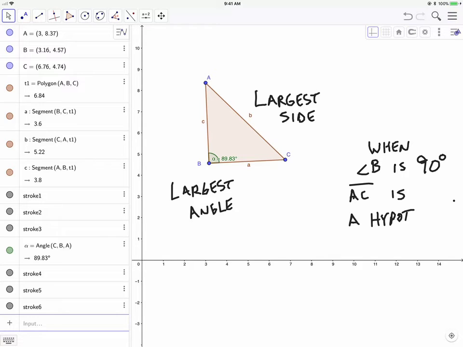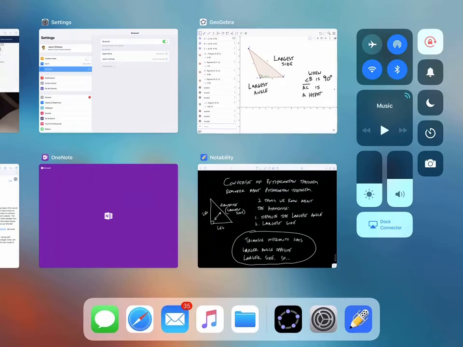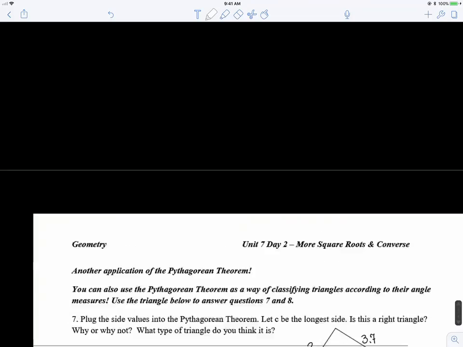Let's look at the other situation. If I make my hypotenuse even longer, what happens to the angle opposite? It was a right angle, now it's bigger than 90. So when the largest side is bigger than my hypotenuse, the angle across from it is going to be bigger than 90. That would make it an obtuse triangle. So that's how we do this. Let's look at an example.